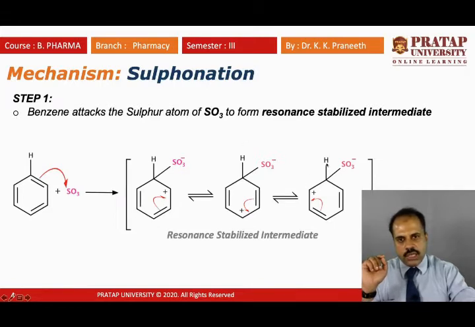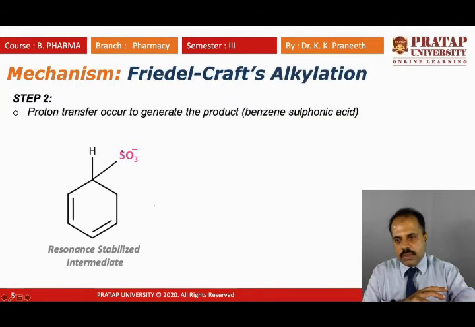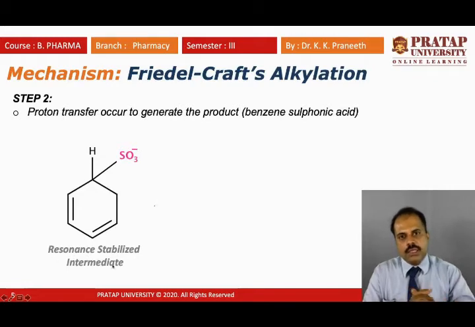You can also take this structure. It's not a problem. You will get the same answer. The product will be the same. Benzene sulfonic acid is the product. So in my case, I took this structure. This is what I have shown here. This is one of the resonance stabilized intermediates.